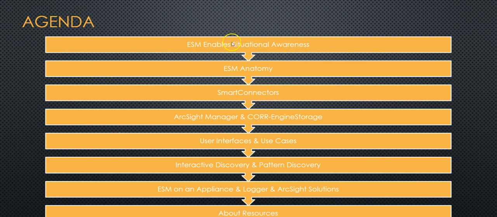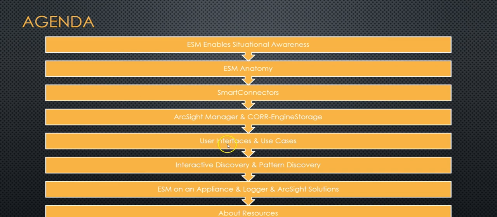this sequence. So we will start with how ESM enables situational awareness, how this is happening. Next, ESM anatomy, the different solutions we have in ArcSight and how they interact together. Smart connectors, ArcSight Manager and core engine, the embedded database of the ArcSight Manager. It's sometimes called ArcSight ESM, ArcSight Manager. We will use this interchangeably throughout the course.